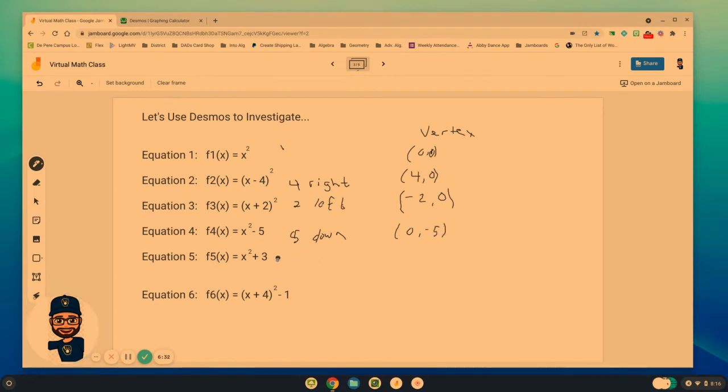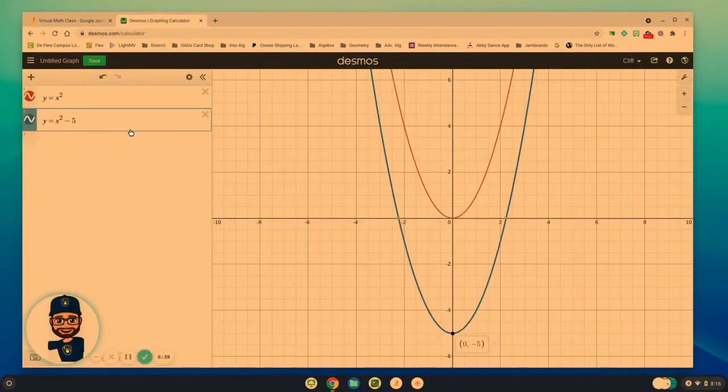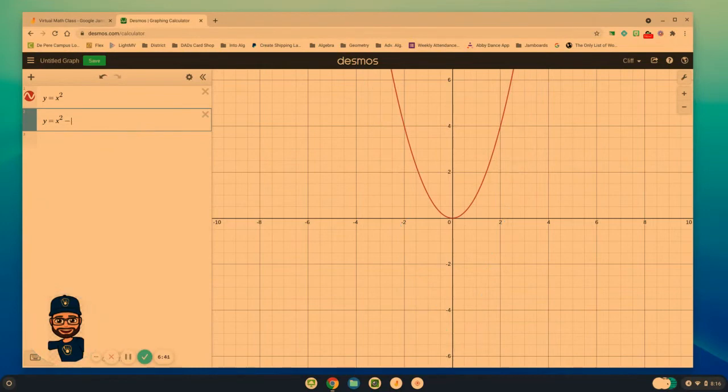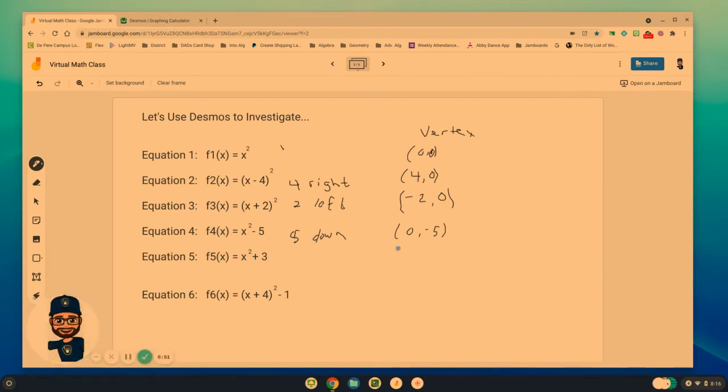So what do you think is going to happen if I change the subtracting 5 out there to an adding 3? Let's see. I should move up 3. And it certainly does. It moved it up 3 units so that the vertex is now at 0, 3. So 0, 3. Meaning we went 3 up.